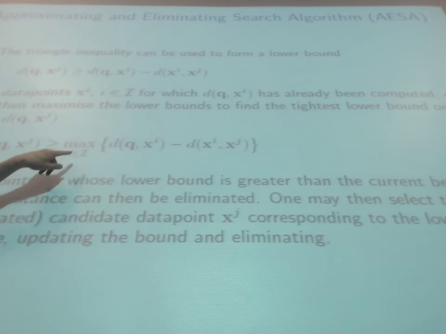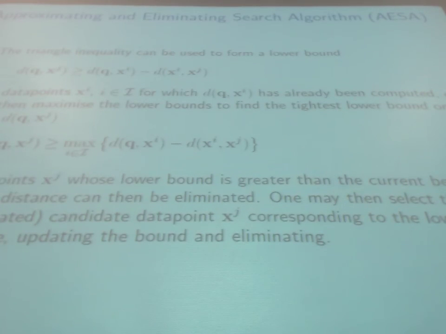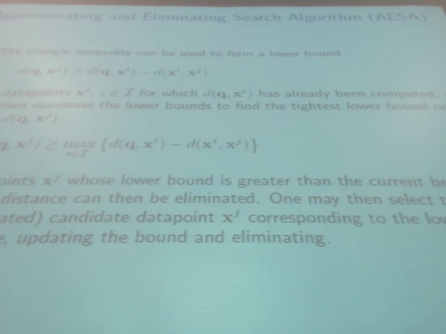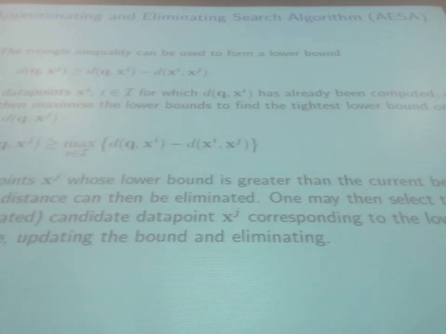Yeah, so, okay, this index i is not all of the data points. It's all of the data points that we've currently computed the distance for. So let's start right at the beginning. Okay. So let's say that you guess that xi is your first guess. Okay, so you compute d(q, xi). That one you have to do.